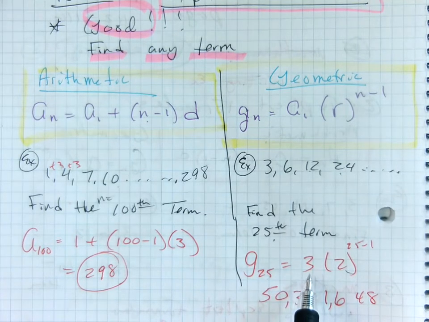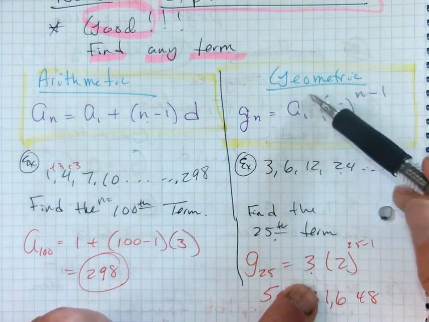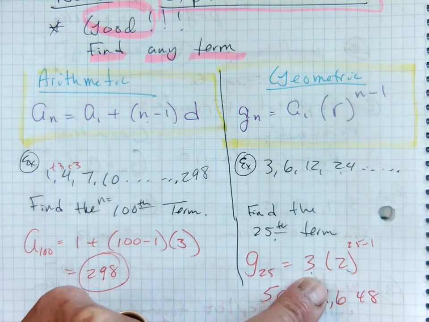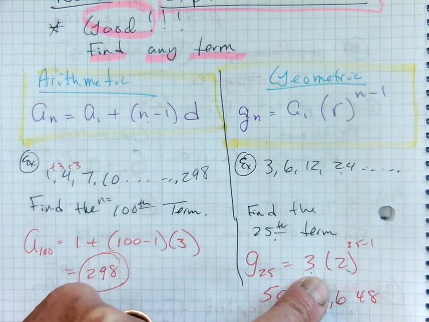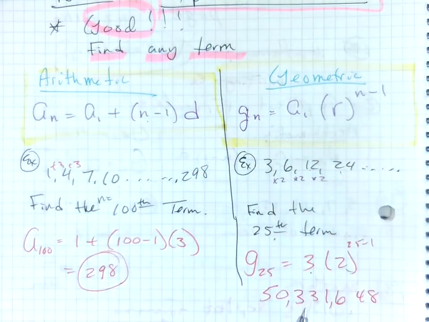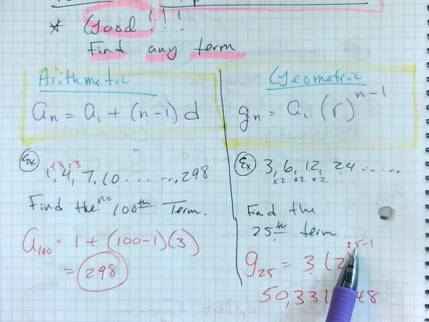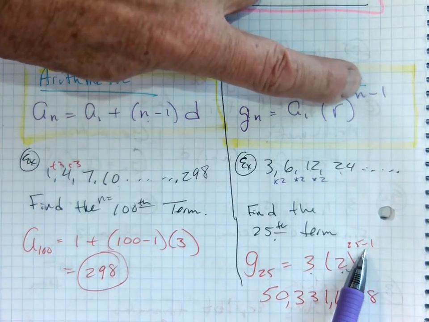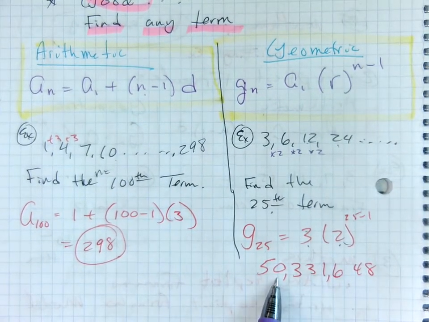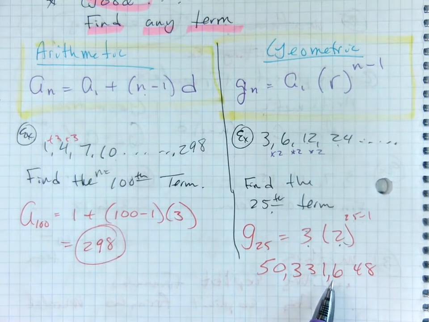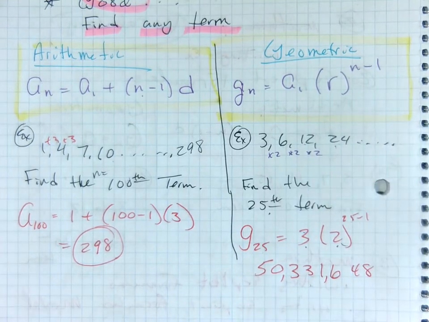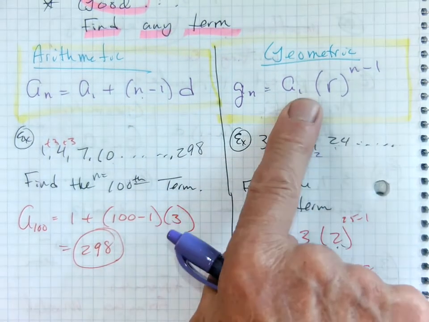g of 25 is equal to a1. My formula says a1, which is 3, so 3 goes there, times r. Well, the multiplier in this case is times 2, times 2, times 2, right? So r is 2 to the n, which is 25 minus 1. I put this in my calculator, and this gives me 50,331,648, which is so much easier than making this all the way up to that term. So it jumps us to the 25th term. So this is my geometric sequence.